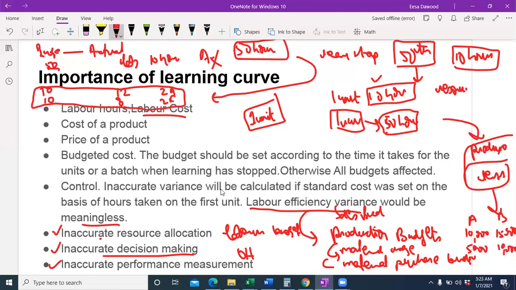But if you're not going to incorporate the learning, and in budgeting you didn't set the budget on the time or the cost when the learning stopped, definitely it will impact all your resource allocation, all your variances, all your decisions. You may take a wrong decision. It will impact your performance. So it has a huge far-flung impact on your performance.